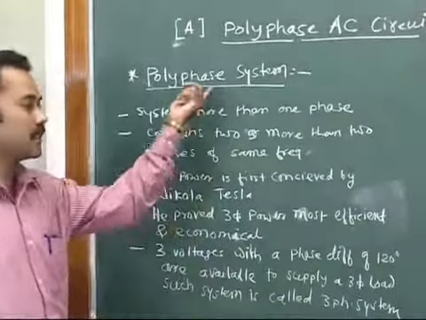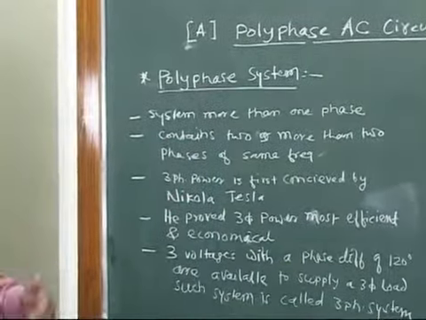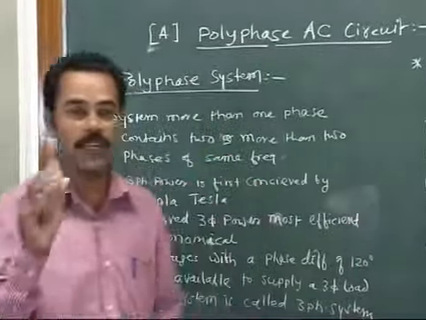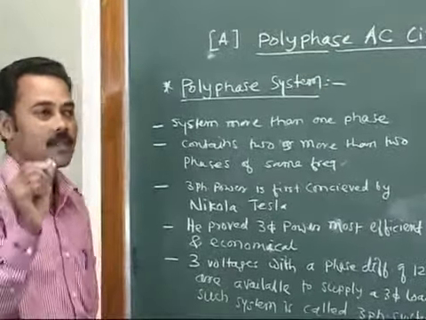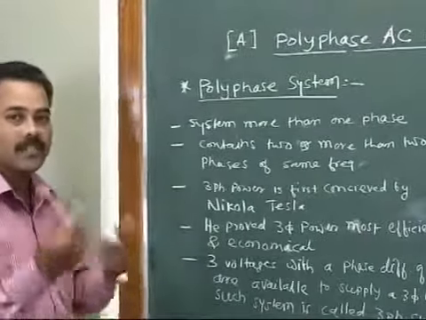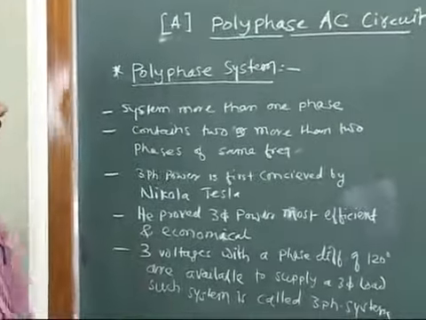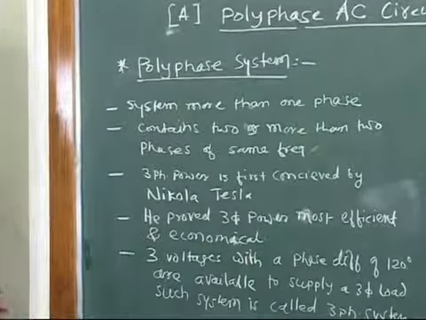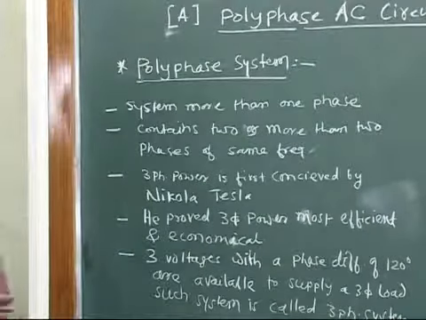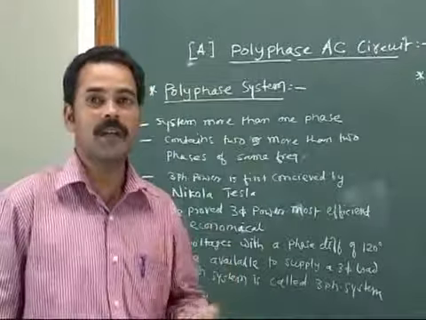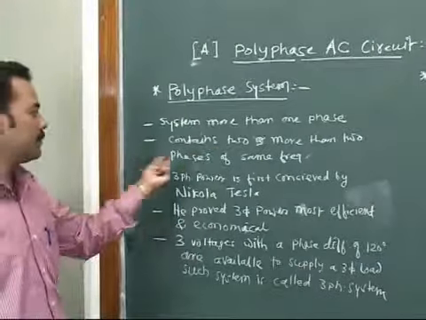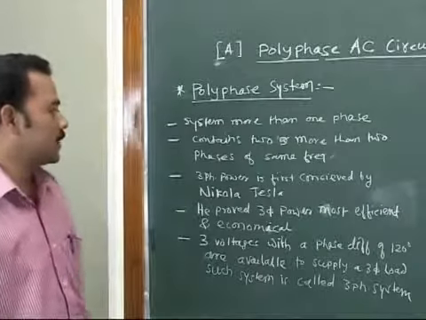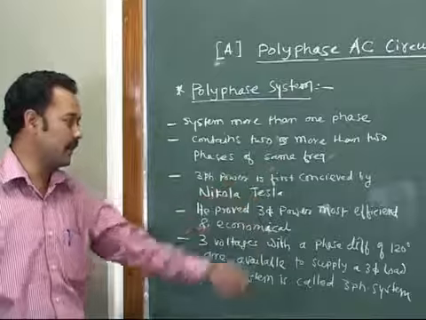So what is a polyphase system? A system which has more than one phase is called a polyphase system. In a single phase system, we have seen that the voltage is generated in the coil in one phase only. Whenever a system has more than one coil, that system is called a polyphase system. A polyphase system always contains two or more than two phases, which generate voltages of the same frequency.